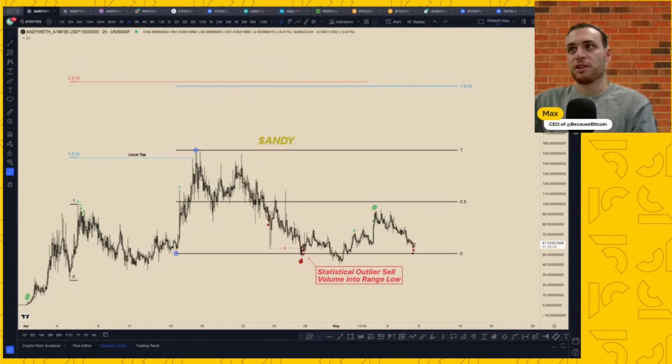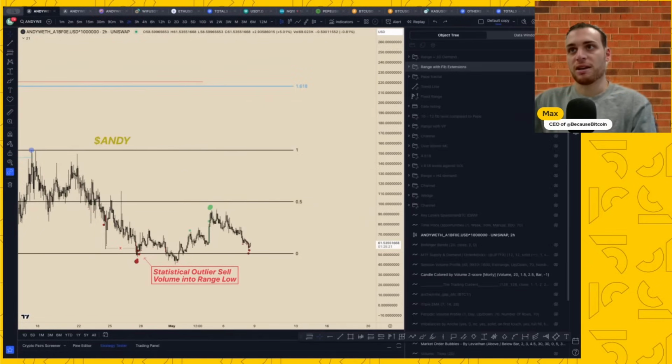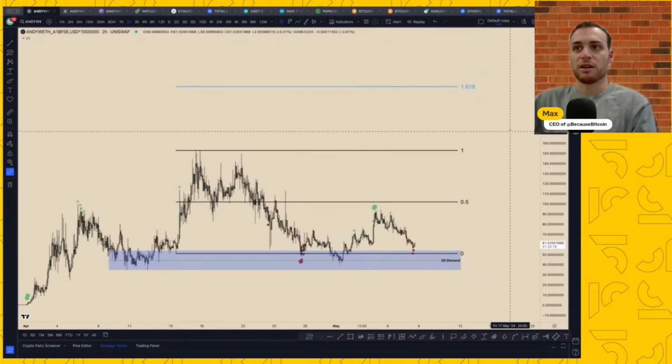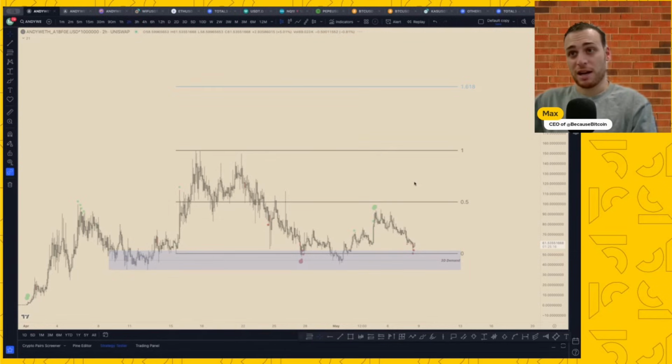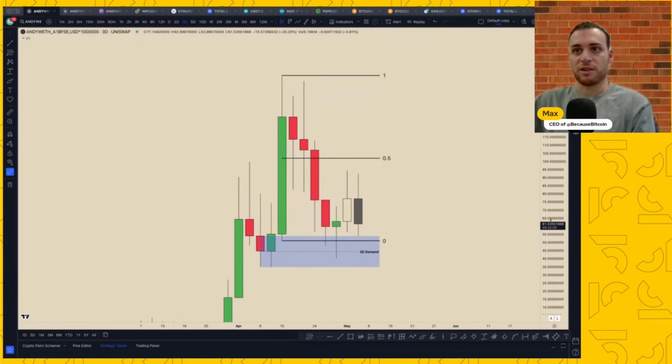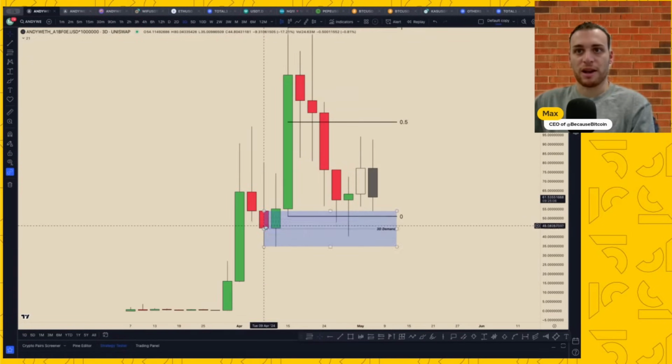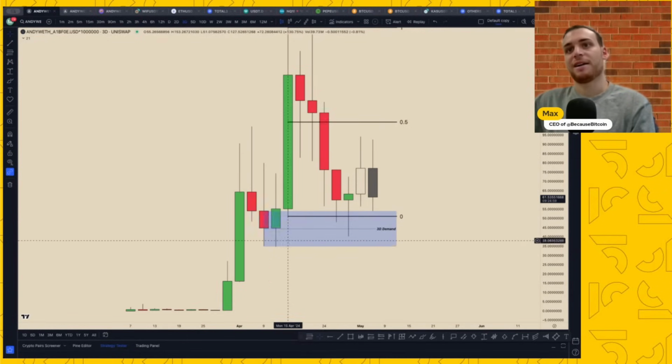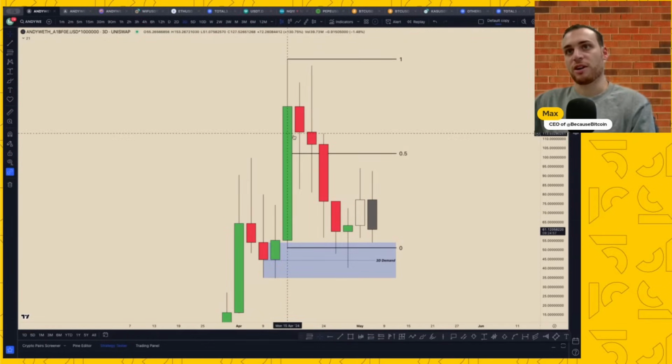We'll throw on another set of drawings here and talk about it, and then we're going to get into some pairs. This is just another way to look at it right here. So same range, but we actually have a 3-day demand set right here as well. For those unfamiliar with this concept, this is basically just a 3-day order block. It was the last 3-day selling block before this major expansion to the upside.